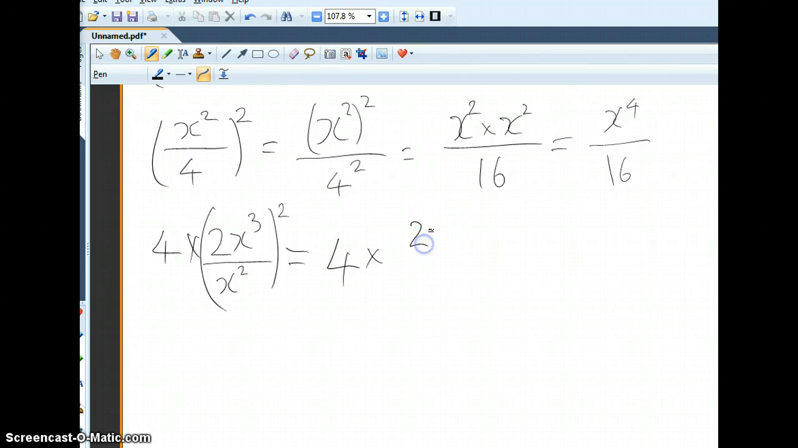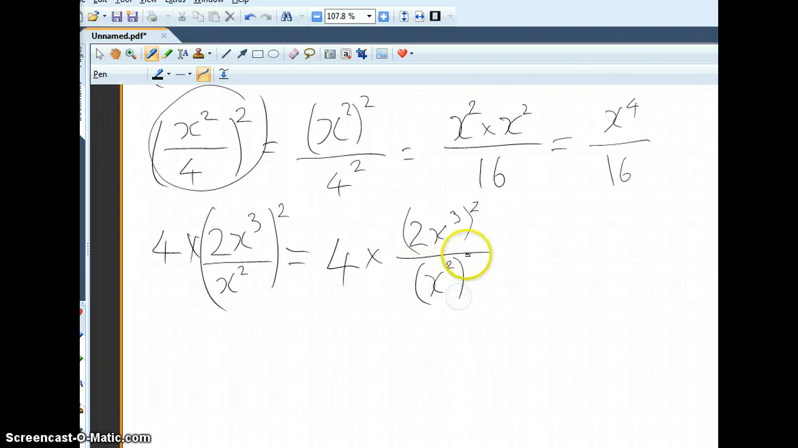And the top line, just as in this problem, the top line gets squared. I use brackets to show what is getting squared, and the bottom line gets squared. Okay, I've almost rewritten it exactly the same out again, only shifted where the square is. Okay, keep going. Again, 4 just carries on for the ride at the moment.